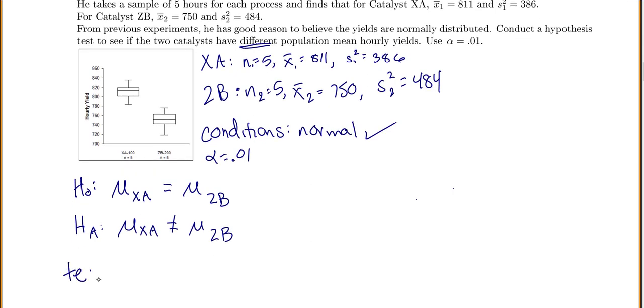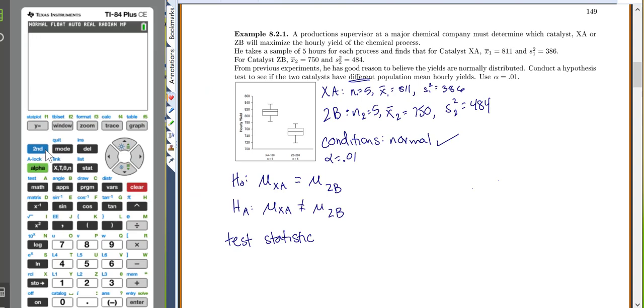Next is find your test statistic. And for this, we pull up our calculator. So I'm going to do my stats again. I'm going to go over to test, and I'm looking for something that seems like 2 samples and a t-test. So look here, 2 samp t-test. That's what I want, number 4.